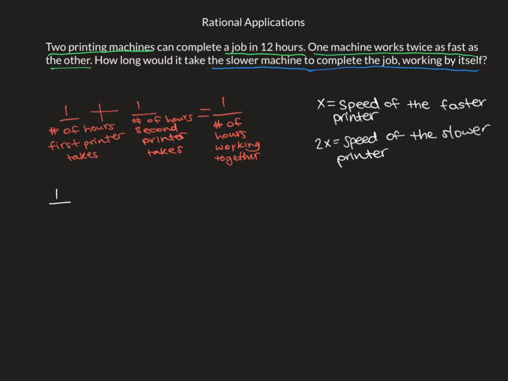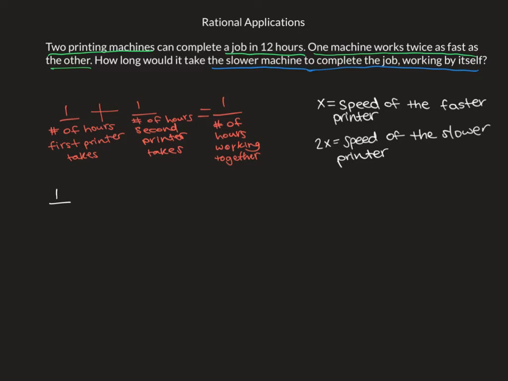And the reason that x is the speed of the faster printer and 2x is the speed of the slower printer is because in time, the less amount of time you take, the faster you are. So that's why it has to be flipped. So x equals the speed of the faster printer, 2x equals the speed of the slower printer.